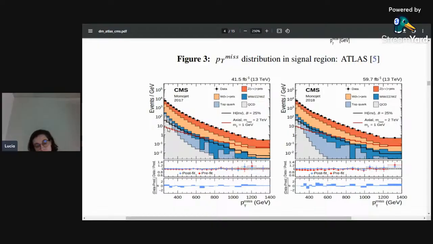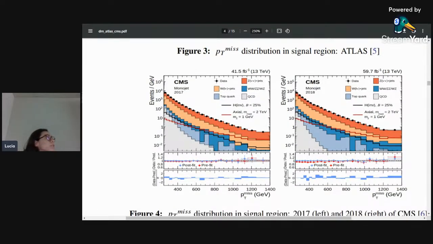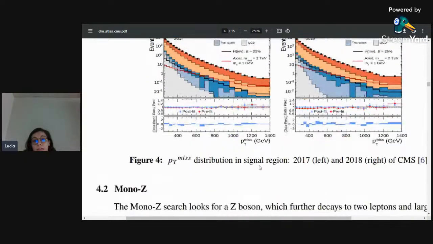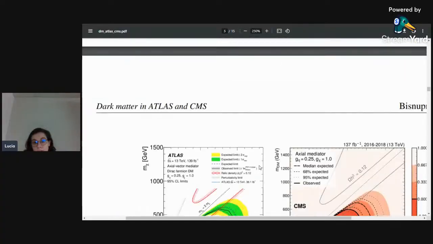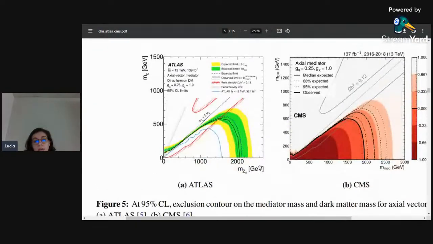These lines right here, the red and the black one, are the models, that are basically, as I understood, buried in the background. So this plot says we are considering these models, and unfortunately, we couldn't get a signal, but from this other plot, we can get an exclusion region.